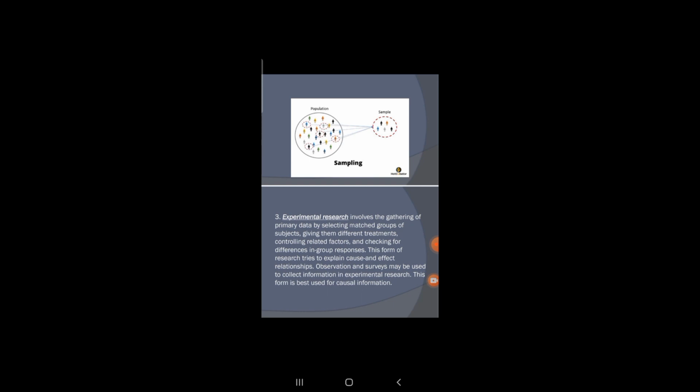Number three, experimental research involves the gathering of primary data by selecting matched groups of subjects, giving them different treatments, controlling related factors, and checking for differences in group responses. This form of research tries to explain cause and effect relationships. Observation and surveys may be used to collect information in experimental research. This form is best used for causal information.